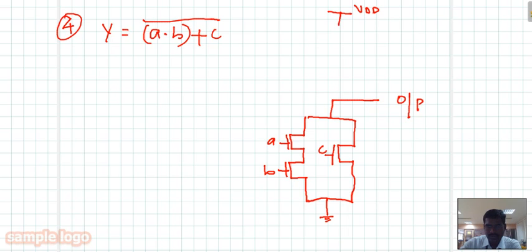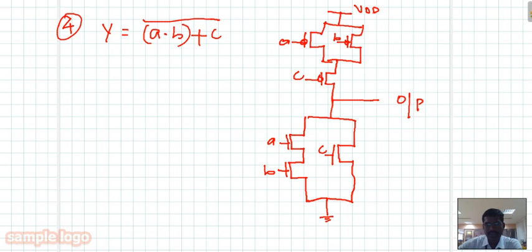So here is my A, B, and in series with this is C. So here we get Y equal to (A dot B plus C) whole bar. Okay.